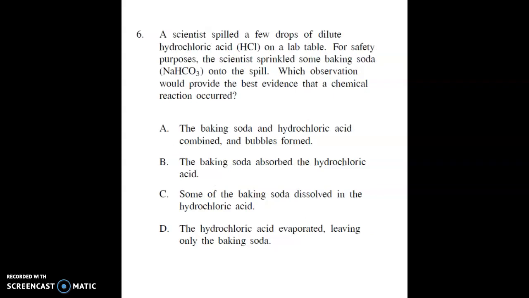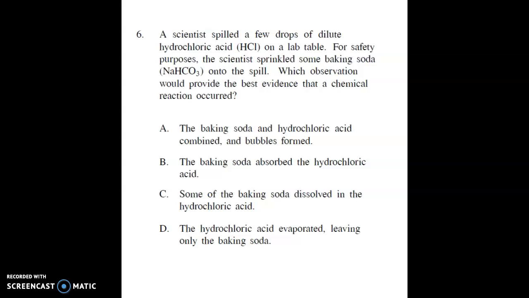Question 6. A scientist spilled a few drops of diluted hydrochloric acid, HCl, on a lab table. For safety purposes, the scientist sprinkled some baking soda, NaHCO3, into the spill. Which observation would provide the best evidence that a chemical reaction occurred?